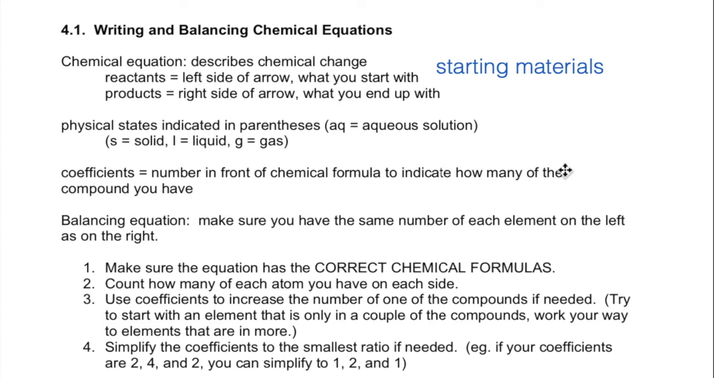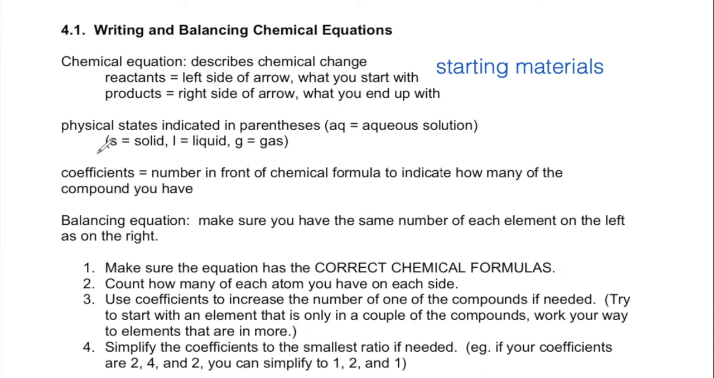In Chapter 4, we are getting into chemical equations and stoichiometry. So the chemical equation describes a chemical change. The left side of the arrow has what you start with. That's known as the reactants, or also the starting materials. Sometimes I call it the starting materials. And then the right side of the arrow has what you end up with, which could be called the products.